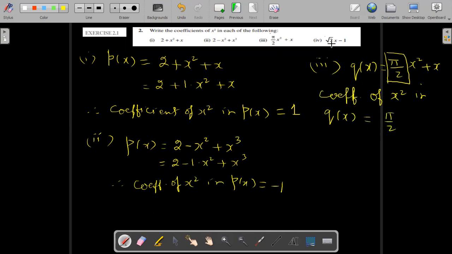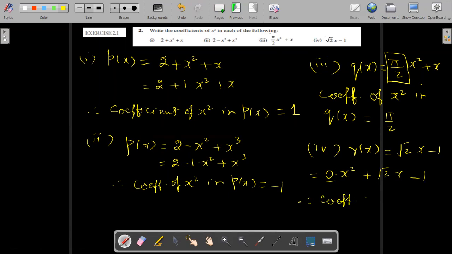So it's very simple. Here there is no coefficient. What will you write here? You have given rx is equal to root 2x minus 1. So there is no x square, so the coefficient will be 0, because you can write 0 into x square plus root 2 into x minus 1. When there is no term of x square, the coefficient will be 0. So the coefficient of x square in this polynomial rx will be equal to 0. Like this, we can find the coefficient of other terms also.